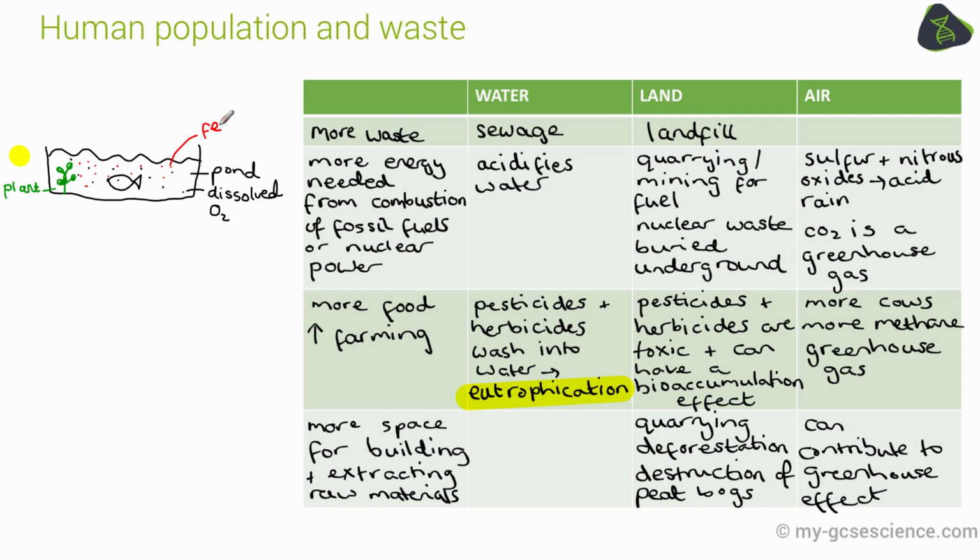Now, cue the fertilizers. And bearing in mind, fertilizers are put on the land because they're full of nutrients to encourage the growth of plants. When it rains, these fertilizers get washed into the water systems and can end up in this pond. And they would also provide lots and lots of nutrients for other photosynthetic organisms like algae.